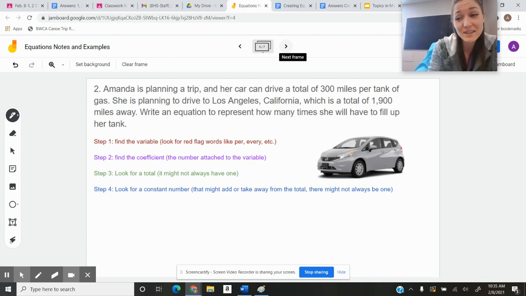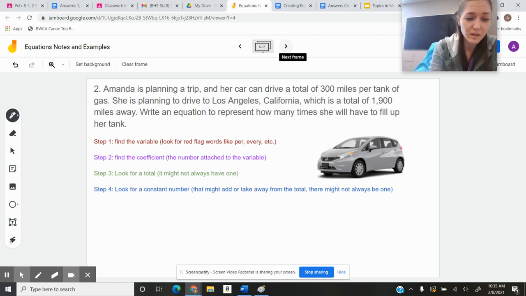All right, so here's an example. That is a real life example from my life, and it could be really relatable to you. Amanda is planning a trip, and her car can drive a total of 300 miles per tank of gas. She is planning to drive to Los Angeles, California, which is a total of 1,900 miles away. Write an equation that represents how many times she will have to fill up her tank.